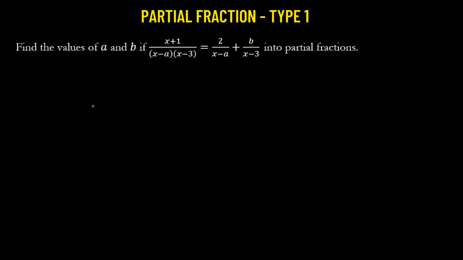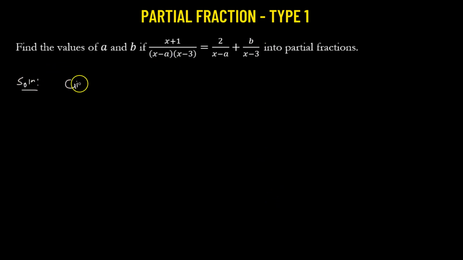So in this problem, we need to find out the value of a and b. It's given that we have a rational fraction (x + 1) divided by (x - a)(x - 3). It has been resolved into two partial fractions given by 2 over (x - a) and b over (x - 3). So let's begin.